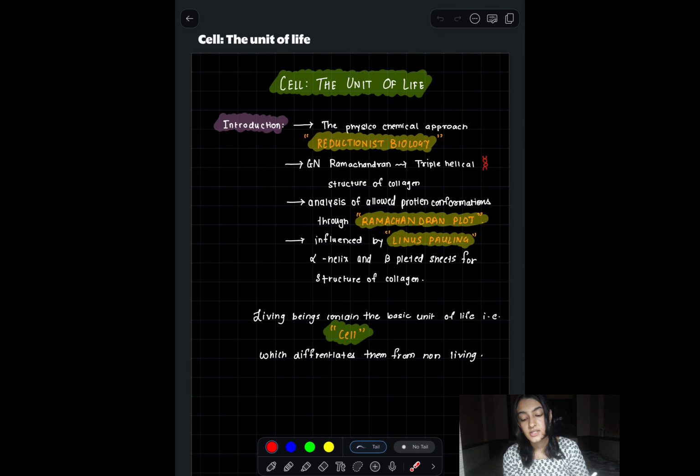So as the chapter name suggests, Cell the Unit of Life. It basically means that cell is the structural and functional unit of life. Now we'll start off with the introduction first as it is the most important part of the chapter. There are many PYQs from this part.